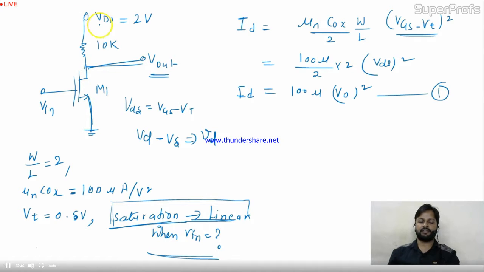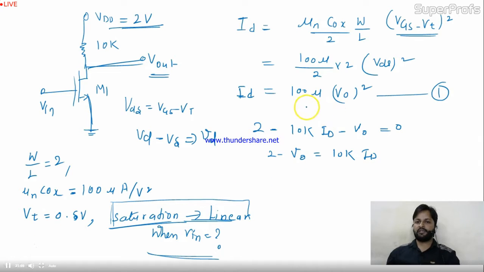Now if in this outer circuit I apply KVL, it will be 2 minus 10K ID minus V naught equal to 0. So 2 minus V naught equal to 10K of ID.